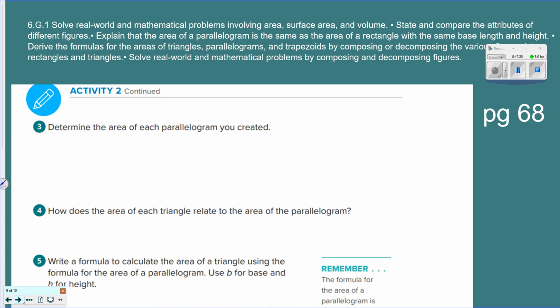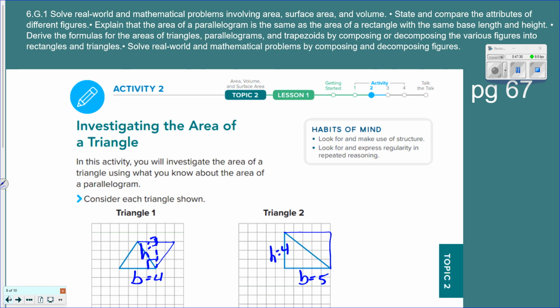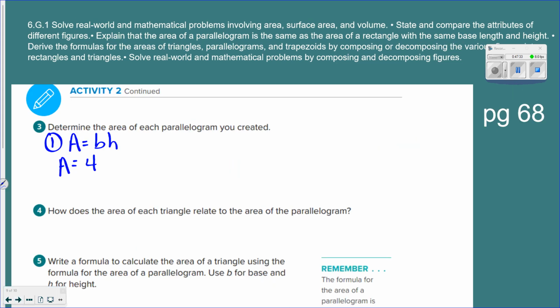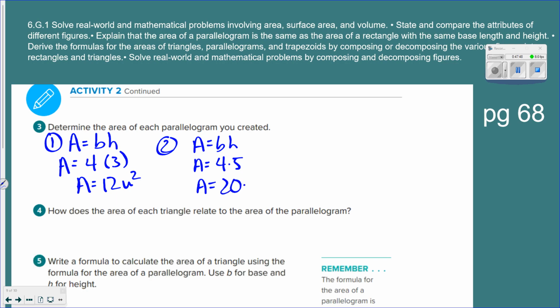I said the base was 4 and the height was 3. So that's going to be 4 times 3 or 12 units squared. For number 2, that one was easy because we counted all of them. That was 4 times 5 or 20 square units. For the third one, here's the tricky one. I said the base was 2, the height was 5, so it was 10 square units. Okay?